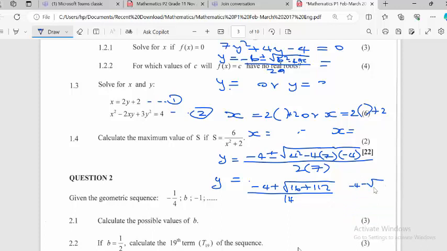Let me just put a 10 first. So 122 plus 6 is 128. So this is 128 over 14. So y will be equal to this side or equal to that side. So that's where the fraction comes from. So what do you get for this side and what do you get for that side? Remember, whatever you get from these, you are going to substitute into this on top to get the x's.